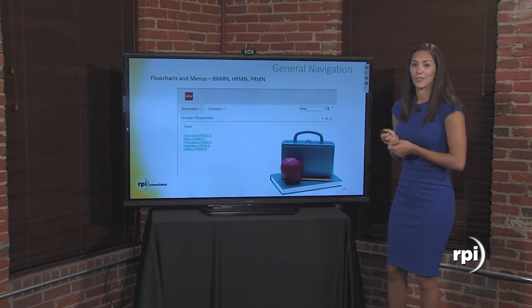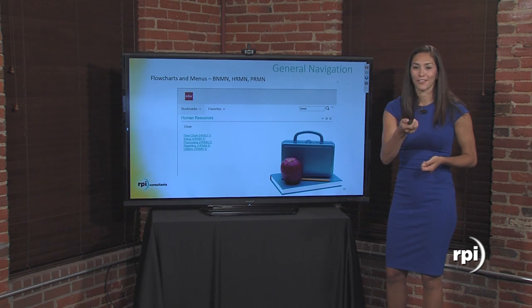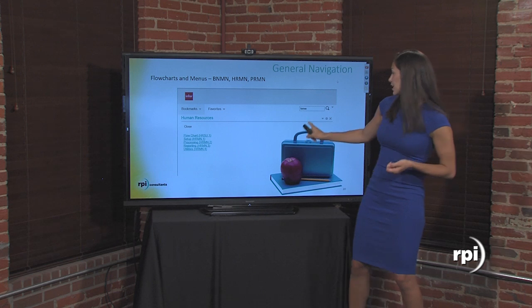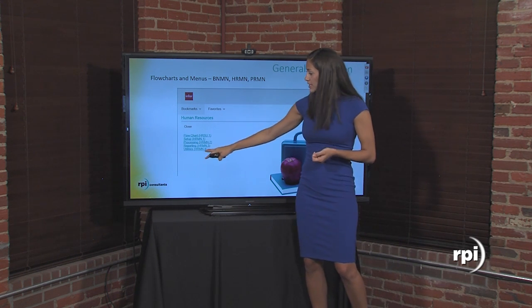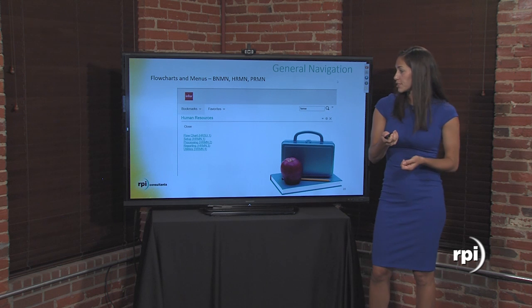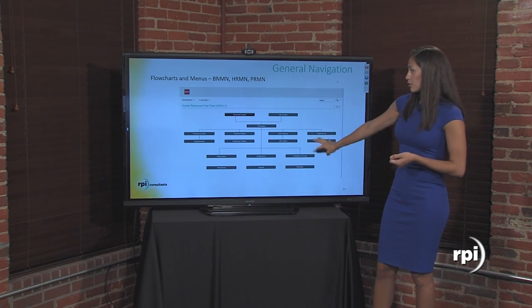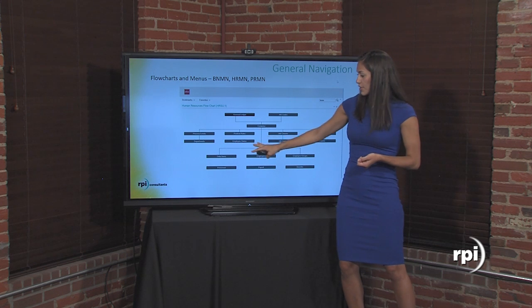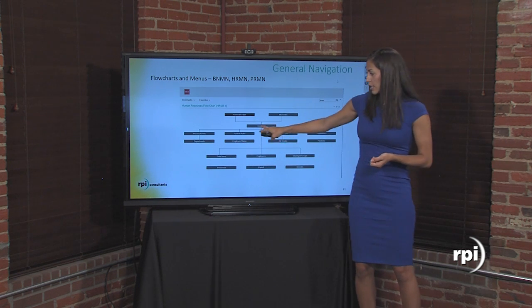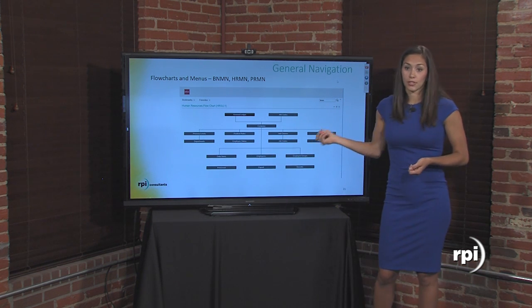Oh, here's our flowcharts menu. Sorry, with the back to school stuff, things got moved around a little bit. But basically, I've typed in HRMN here, and it shows me all these options that I have for human resources. And here's a great example of the flowchart that exists. So it's the order in which things are set up. And if you click any of these buttons, it'll take you to that screen. So this is very helpful.